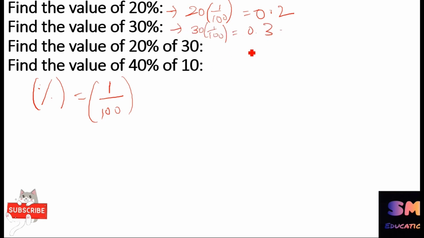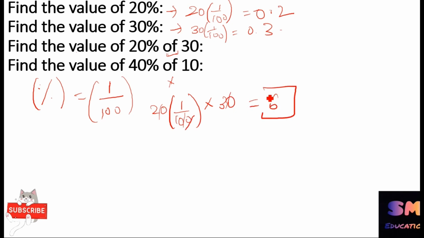0.3. Okay. Now find the value of 20% of 30. In mathematical terms, "of" represents multiplication. So in the place of "of", you need to substitute multiplication there. So 20%, percent means 1 by 100. Of means we need to multiply into 30. This gives you 6 as our value. So the value of 20% of 30 is 6.